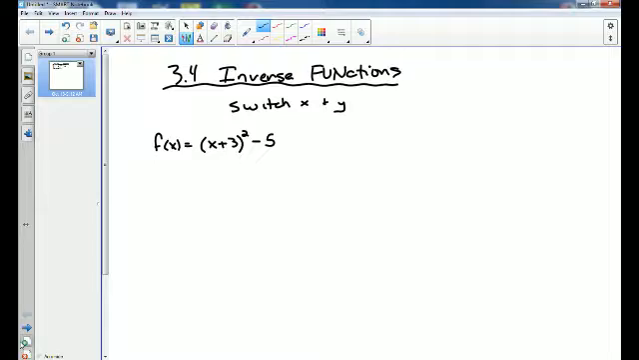So calculate the inverse. If you want to write it like this, you can. It makes it easier for some people to see it. What do I do? Switch the x and y. Wow. You guys are geniuses.